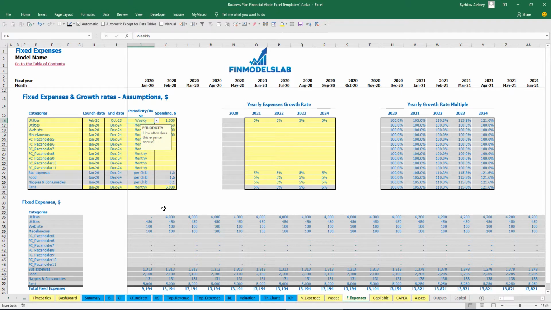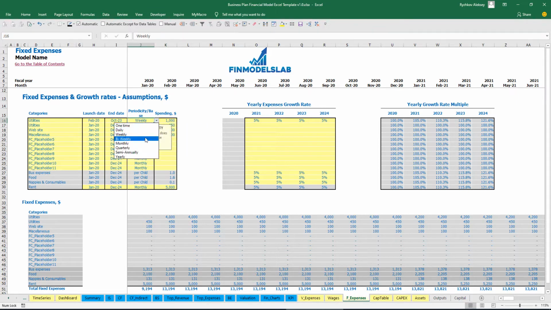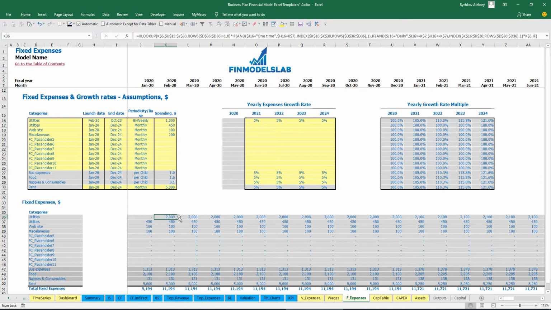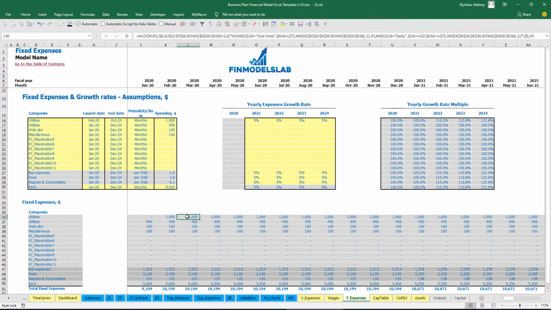If you select weekly, it will show you 4 payments each month. So 4 multiplied by 1000 is 4000. If you select bi-weekly, you will have 2 payments per month, which is 2000. If you select monthly, it will be 1000.